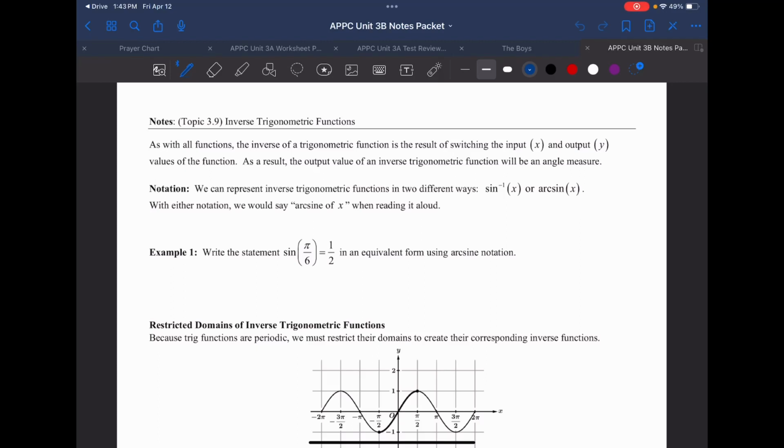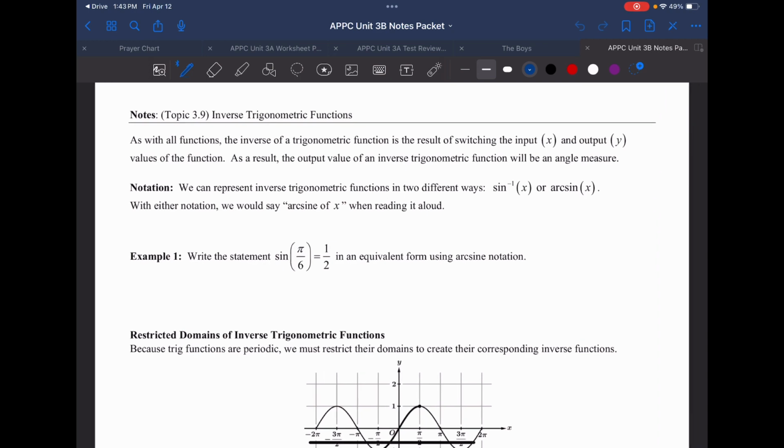So, getting started on the topic 3.9 notes, we're working with inverse trigonometric functions. And as with all functions, the inverse of a trigonometric function is the result of switching the input and output values of a function. So you switch the x and y values. As a result, the output value of an inverse trig function will be an angle measure.